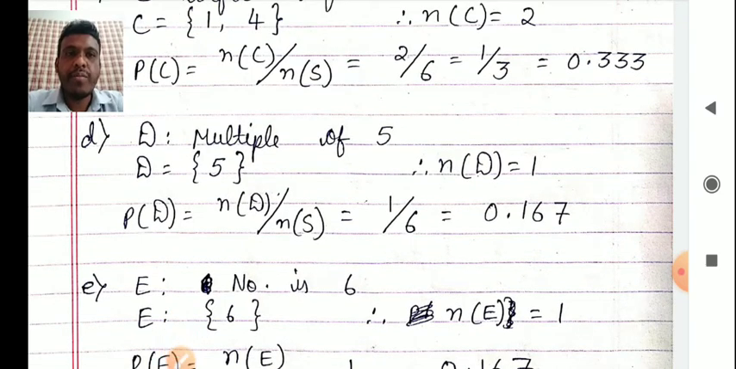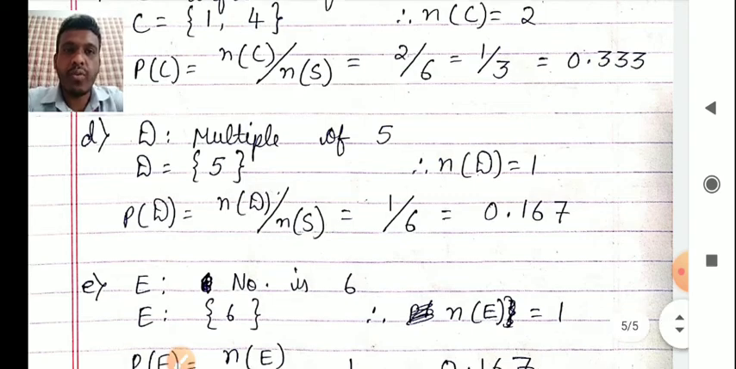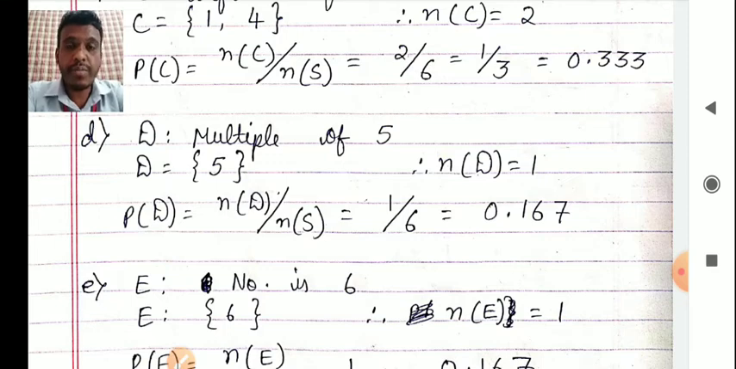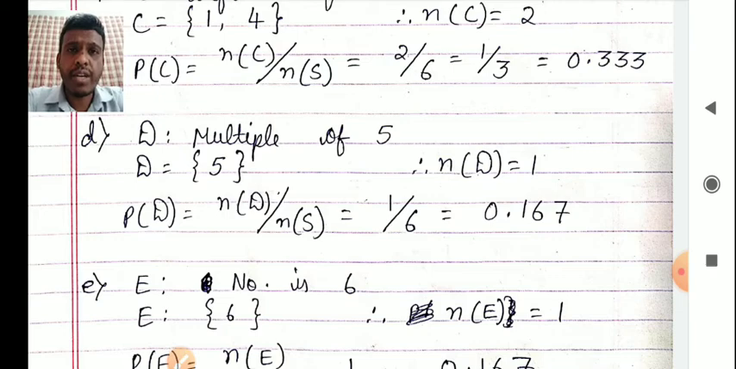D, multiple of 5. Now what do you mean by multiple of 5? It should be multiplied by 5, that is, it should come in 5's table. So 5 ones are 5, so 5 is a multiple of 5. 5 twos are 10, 10 is a multiple of 5. 5 threes are 15, 15 is a multiple of 5. 5 fours are 20, 20 is a multiple of 5. Similarly 25, 30, 35, 40, 45, 50, 55, 60, 65, 70, 75, 80, 85, 90, 95, 100. So all these are multiples of 5 and it goes on.